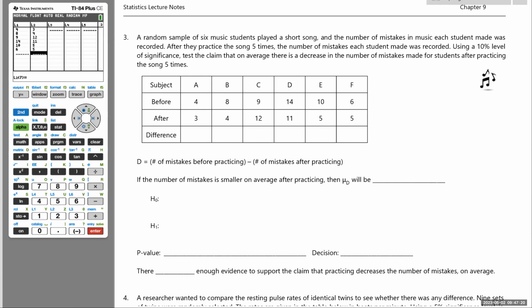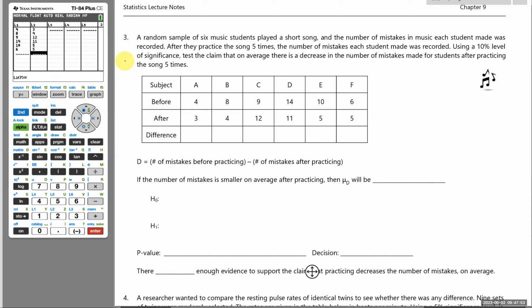We're ready to take a look at number 3. So we have a random sample of 6 music students who played a short song, and the number of mistakes in music each student made was recorded. After they practiced the song 5 times, the number of mistakes each student made was recorded. Using a 10% significance level, test the claim that on average, there is a decrease in the number of mistakes made for students after practicing the song 5 times.